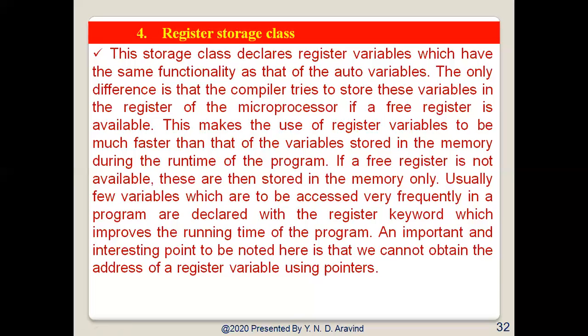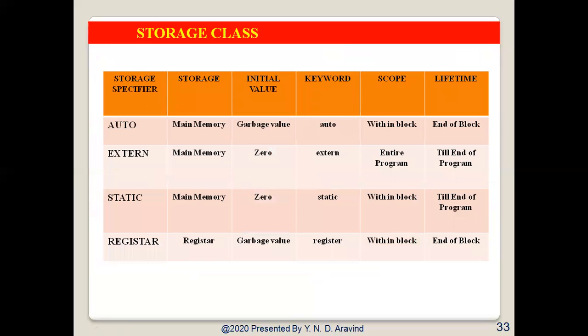Now let us see the entire thing we have discussed till now. We have seen that there are 4 different types of storage classes based on their behavior: auto, extern, static and register. Auto, extern and static are stored in the main memory, that is your RAM, whereas register is in your CPU memory, that is in registers. Auto and register will have a garbage value, so initially when you declare them, they will have the garbage value.